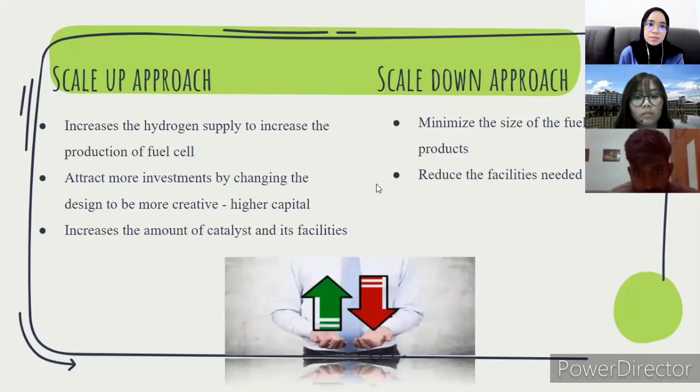Next is the scale up approach and scale down approach. To scale up our production, we need to increase the hydrogen supply to increase the production of fuel cells. Next, we can attract more investors to invest in our project by changing the design to be more creative so that we can get higher capital to increase our production and also to increase the amount of catalyst and its facilities, so that we can produce a large capacity or produce in batch production. To scale down our project, we can try to minimize the size of the fuel cell and reduce the facilities needed.